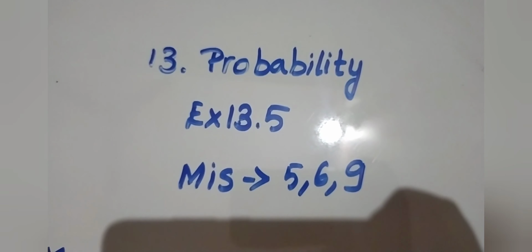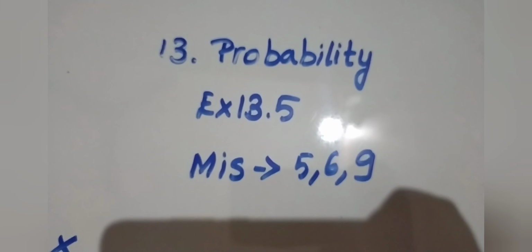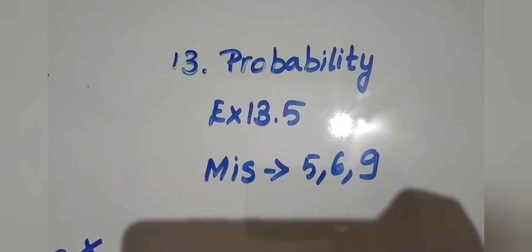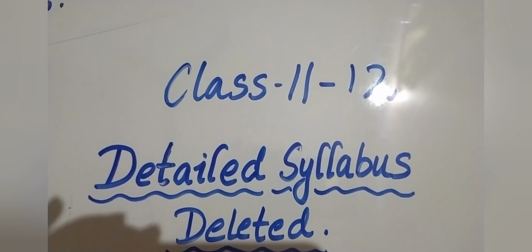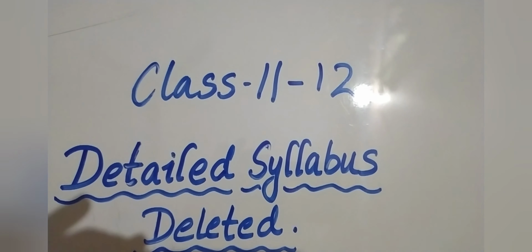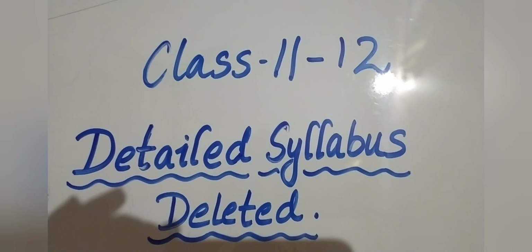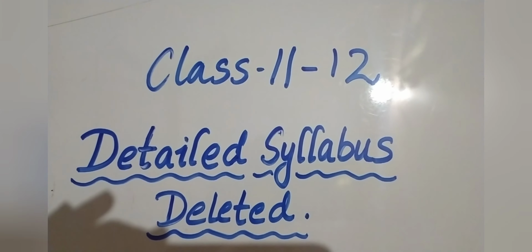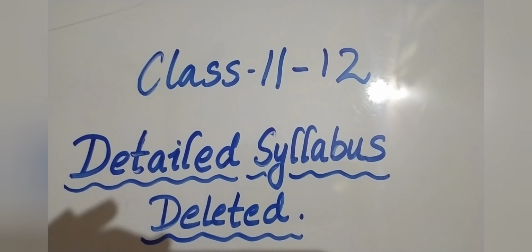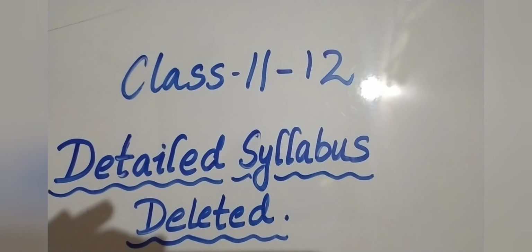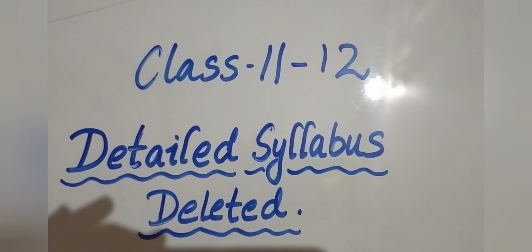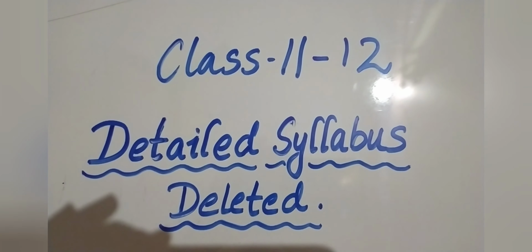The last chapter, probability: exercise 13.5 and miscellaneous questions 5, 6, 9 are deleted. So these are all the chapters which are being deleted for class 11th and 12th. Hope you all have got all the chapters which have been deleted, and what are the chapters which you have to read completely.